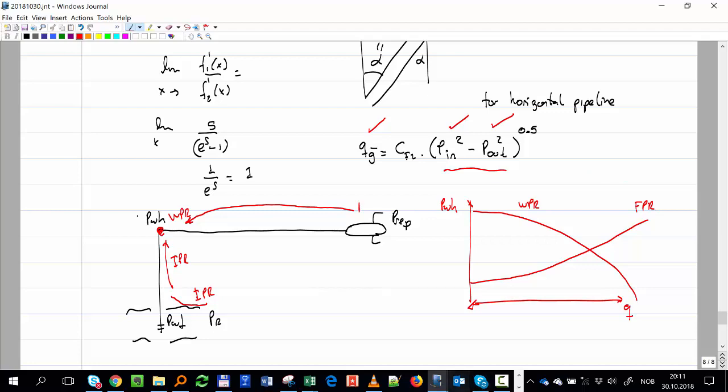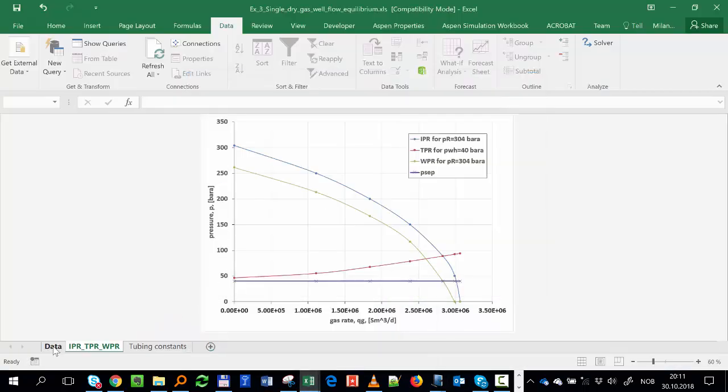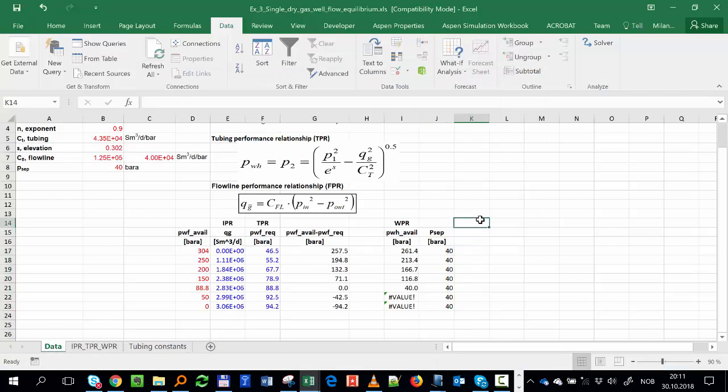So let's do that last step, and then we can go home and just get some rest for the brain. So I call it here FPR, flow line performance relationship. P wellhead required in that case. That will be in bar also.